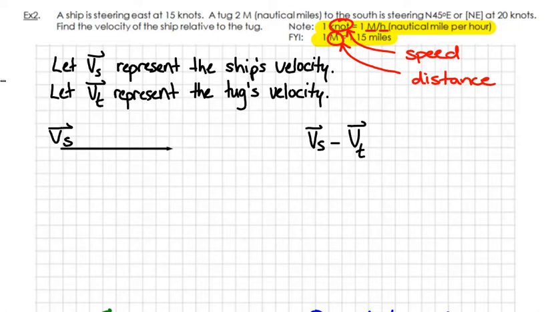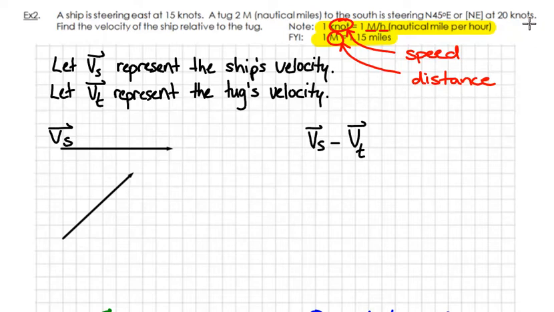And then it says a tug. A tug is like a tugboat. I don't know if you've seen cartoons where it goes put, put, put, put, and just drags along something else like cargo. Maybe I watch different cartoons. So it's a tugboat and it's going to start 2 nautical miles, so that's distance, south of the ship. And it seems to be steering north 45 degrees east at 20 knots. Again, that's a speed.